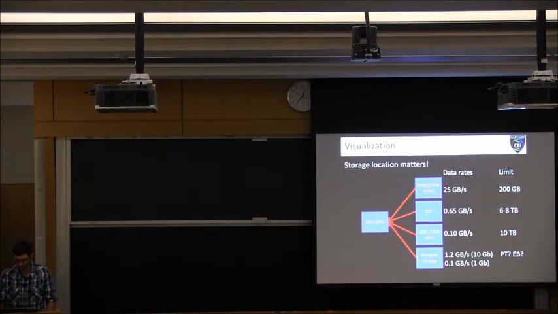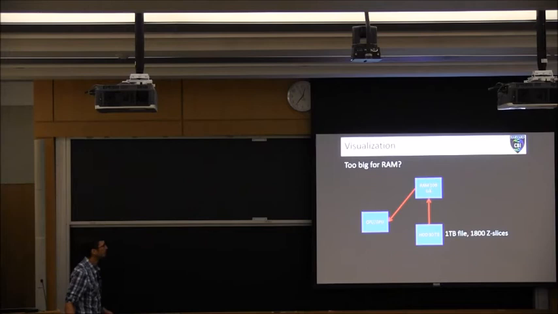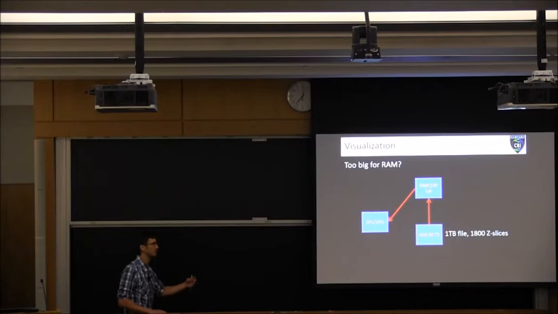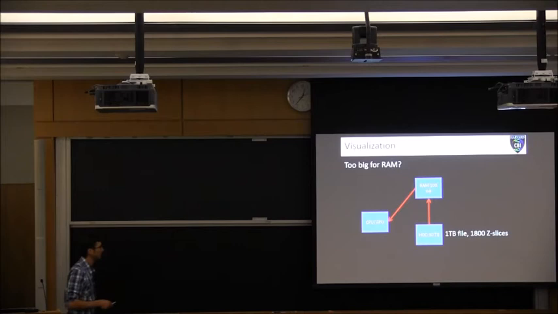So what happens when your image is too big for RAM? Because obviously the ideal thing is just to have that entire image in RAM. You can quickly access it to your GPU, or your CPU if you can process on it. But what happens if we've got this 1 terabyte file with 1800 Z slices in size? Obviously that doesn't fit into our 100 gigabytes of RAM.